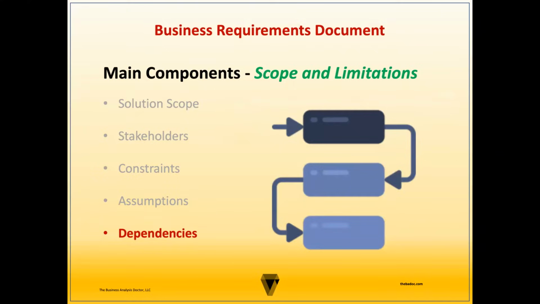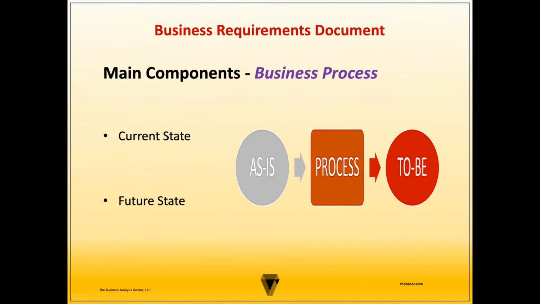Dependencies are the components of the solution that are dependent on the completion of internal or external project factors. Common dependencies may be the implementation of requirements that are dependent on other requirements, decisions to be made, resources, funding, or other constraints. Outlining dependencies is an easy way to better understand what tasks need to be completed and in what order. The next section is the business process overview.